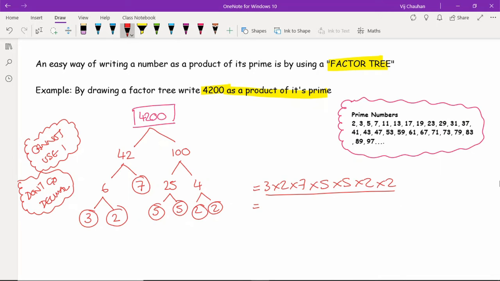So what I'm going to do is count how many 2's I've got. I've got 1, 2, 3. So I've got 2 times 2 times 2.